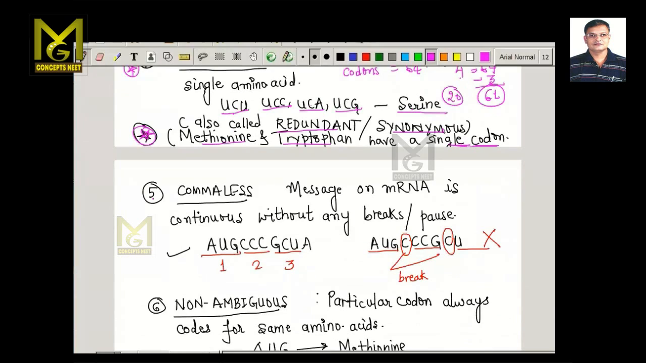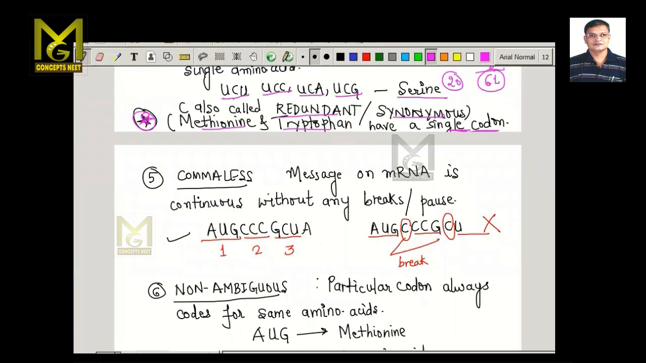The next important characteristic feature is that codons are commaless. Now what do I mean by commaless? Again, if you look at the nitrogenous base sequence, it is AUG, the first codon. Then we have CCC, the second codon. Then we have GCU, the third codon. Now, this has to be continuous. This nitrogenous base cannot be skipped. There cannot be any pause, there cannot be any break in the continuity.